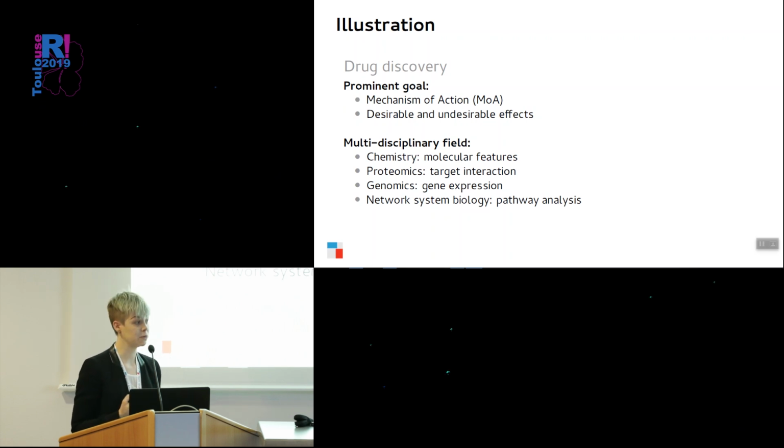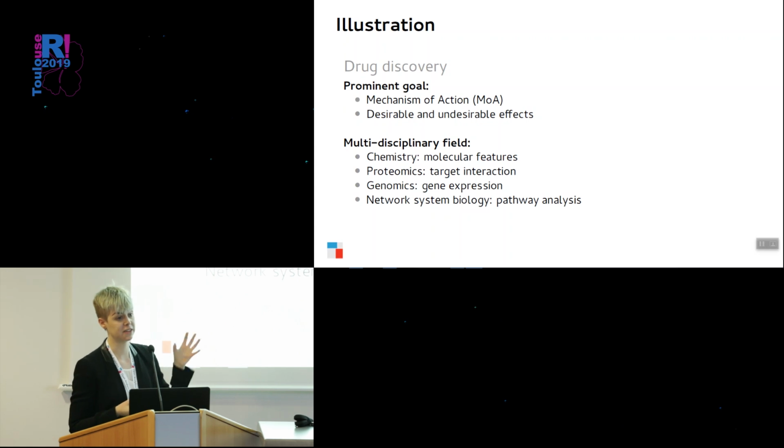So we have chemistry, because we have to know what the compound looks like. We have to know the nooks and crannies of the molecule before the key can fit the lock. We have proteomics, because the compound has to hit the target. We have genomics, because we have to measure gene expressions. And we also have systems biology, because genes are part of a pathway analysis.